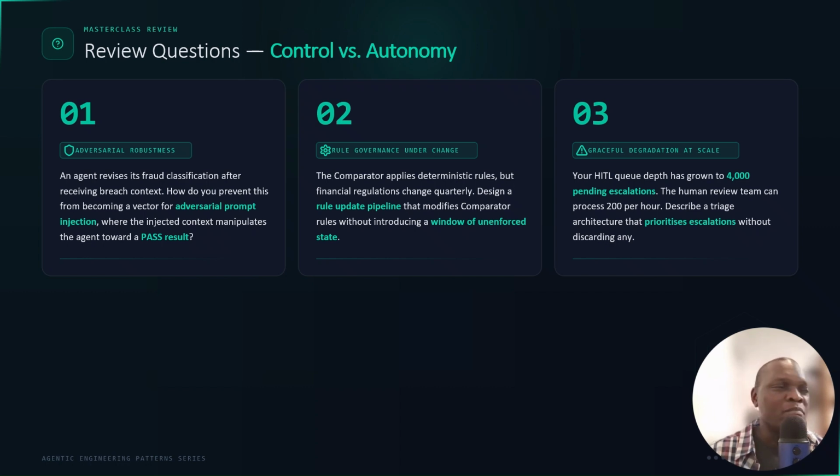That is a smart answer and very much aligned with our lectures today. And I won't add much for this because I want to keep this video concise, or rather not too long. Question number 2 is on rule governance and change. So the comparator applies deterministic rules, but financial regulations change quarterly. Design a rule update pipeline that modifies comparator rules without introducing a window of an unenforced state. Your take, Gemini, please.